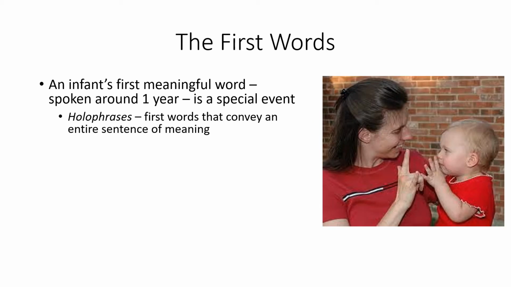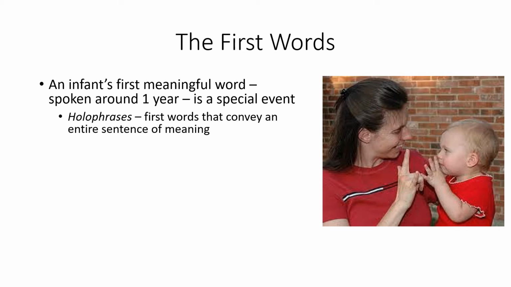Next, you get the first words. So this tends to be at about 1 year of age. It is a special event for most people, and there are a few that come pretty quickly, but the first words are all what are called holophrases. So holophrases are words that will convey entire sentences. Let's say one of the first words an infant produces is the word bear. They will use that word to mean an entire sentence.